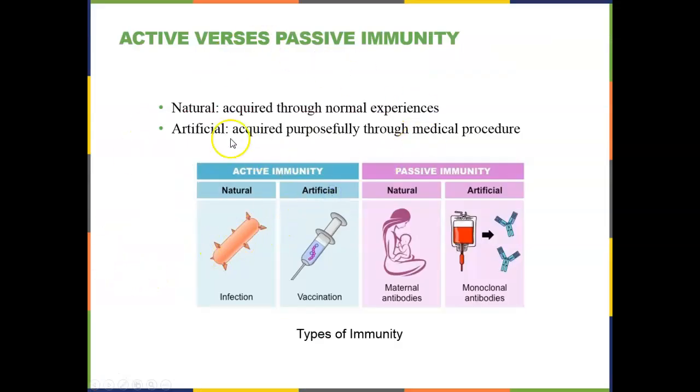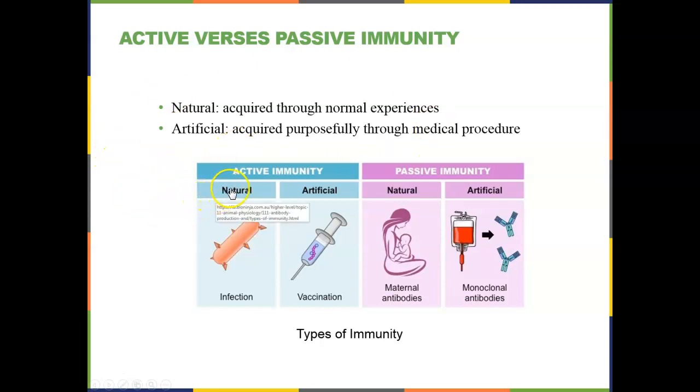Okay. There are different types of immunity that we talk about. We have natural immunity and artificial. Natural is something that we acquire through normal experiences, like you get sick and then you have immunity to that sickness. Artificial is something that we purposefully acquire through medical procedures. So you take a vaccine, that would be an example of an artificial immunity.